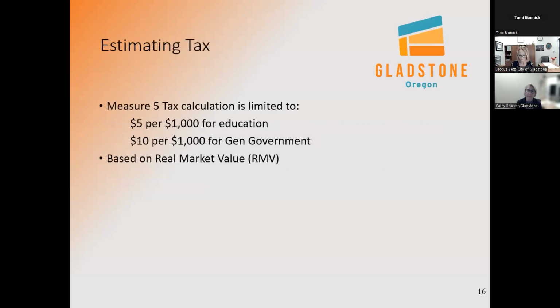Next slide. Measure 5 limit. If the Measure 5 limit is exceeded, the city would have to reduce tax collection due to compression. And that Measure 5 calculation is limited to $5 per thousand for education and $10 per thousand for general government based on the real market value. So fortunately, the city's loss from compression has been absolutely minimal over the past few years and is forecasted at 0 for the 2023 tax year. Next slide.